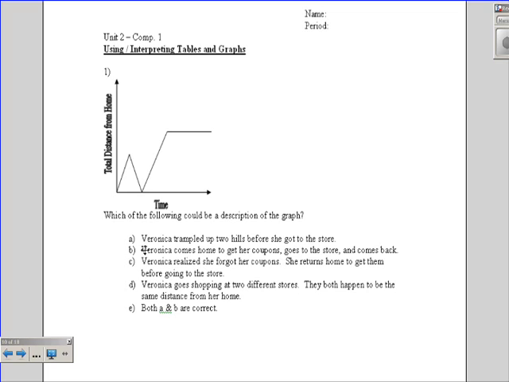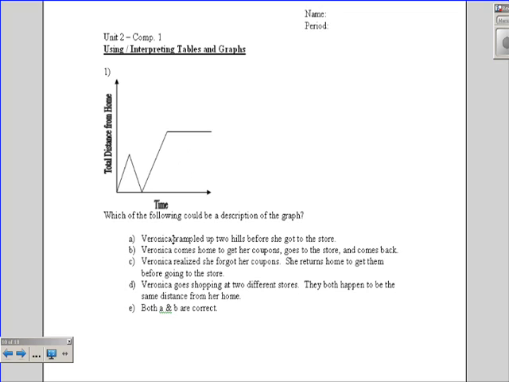So let's take a look at a graph now and see if we can pick out the context that it goes to. Given this distance from home and time graph, which of the following could be a description of the graph? So I'm looking at the pieces and parts here. It looks like I'm starting at home. I go somewhere, I come back home, I go somewhere else, and I'm just kind of there for a while.